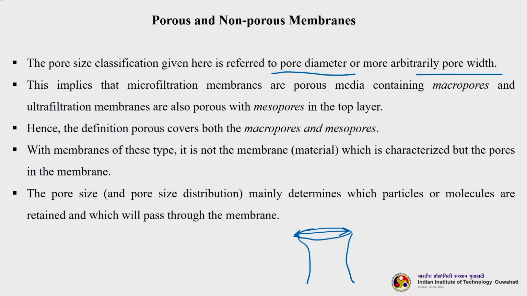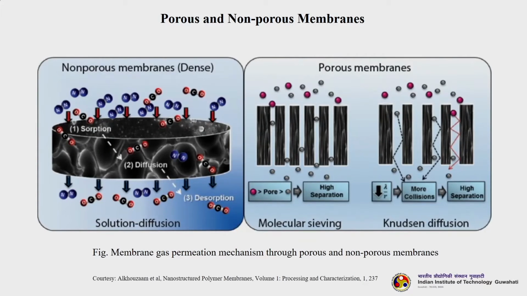Let us now again discuss a little about the porous and non-porous membranes and how they actually work, their mechanism. The first one is a non-porous membrane, which is also called a dense membrane. They do not have any distinct pores. The working mechanism is solution diffusion.